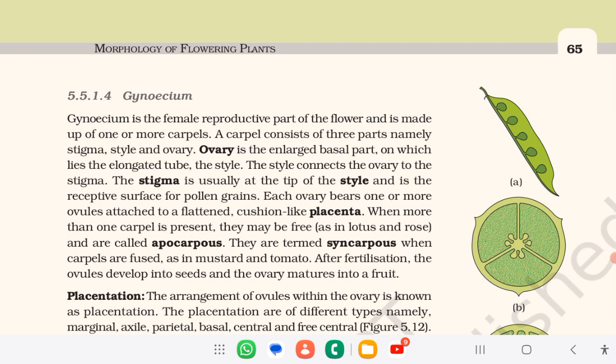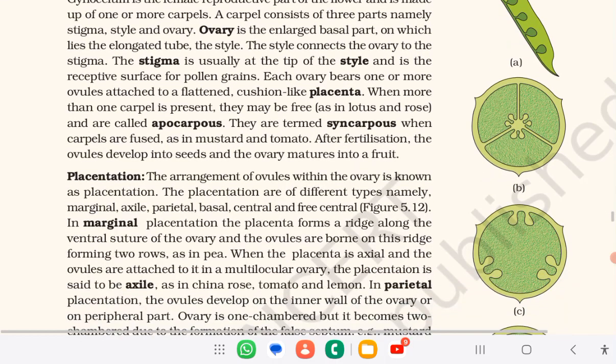Each ovary bears one or more ovules attached to a flattened cushion-like placenta. When more than one carpel is present, they may be free, as in lotus or rose, and are called apocarpous. They are termed syncarpous when carpels are fused, as in mustard and tomato. After fertilization, the ovules usually develop into seeds and the ovary matures into a fruit.